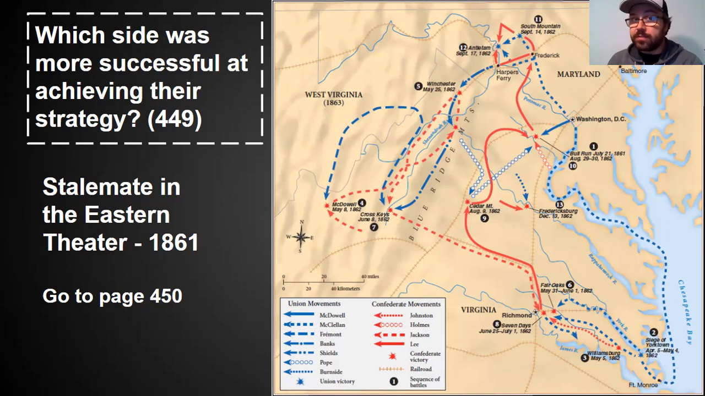The Union generals, various Union generals, are going to come and go, right? They're going to be ineffective and unsuccessful at taking Richmond for the first 2 years of the war. And so they are losing the Eastern Theater.